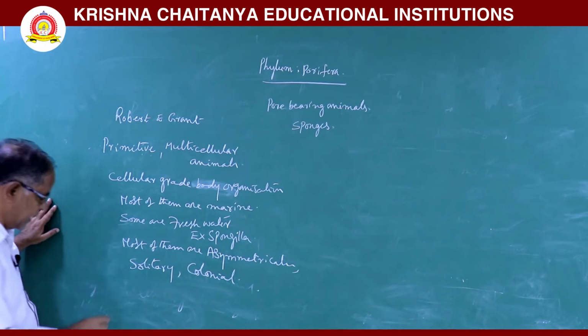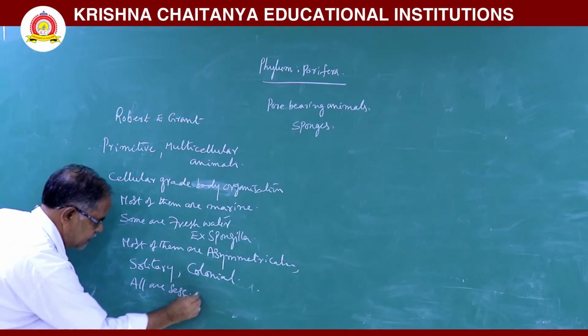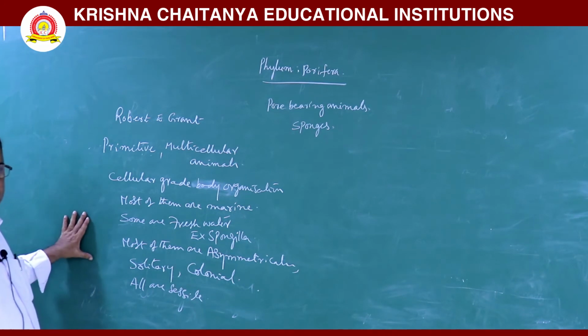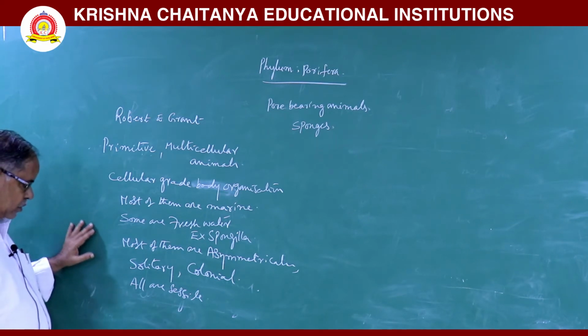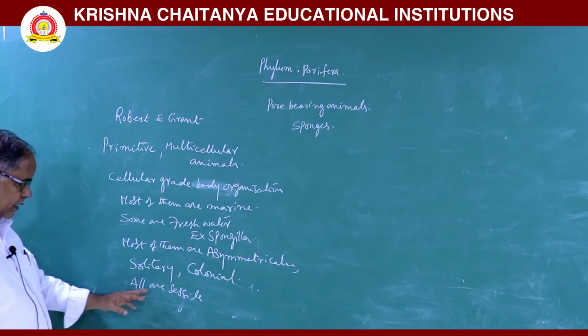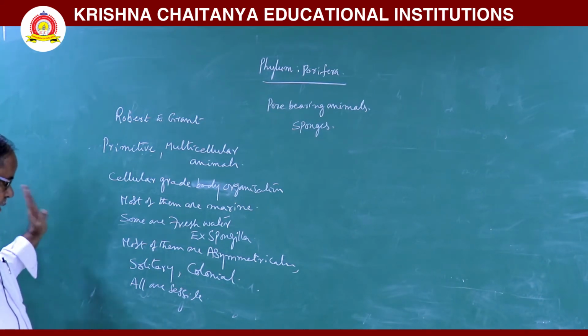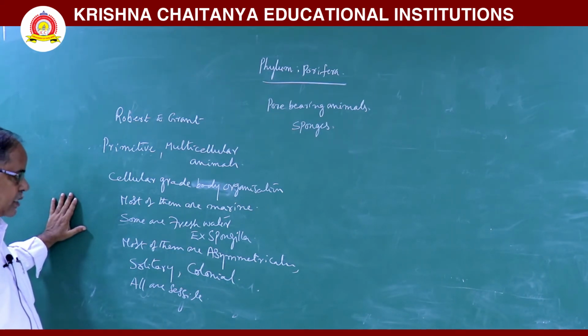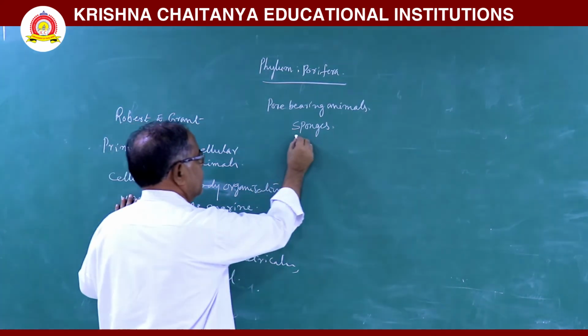All are sessile. Sessile means locomotion is absent. They can't move from one place to another place. So that type of animals are called sessile or sedentary animals. All are sessile animals.